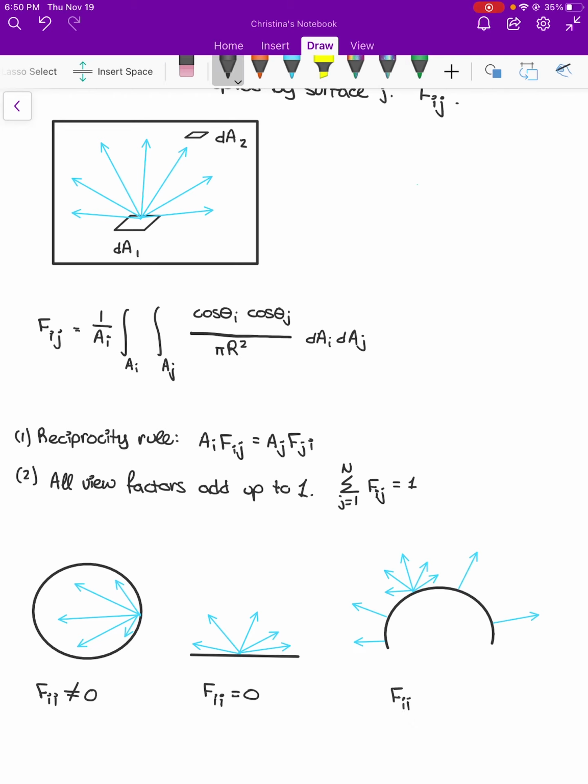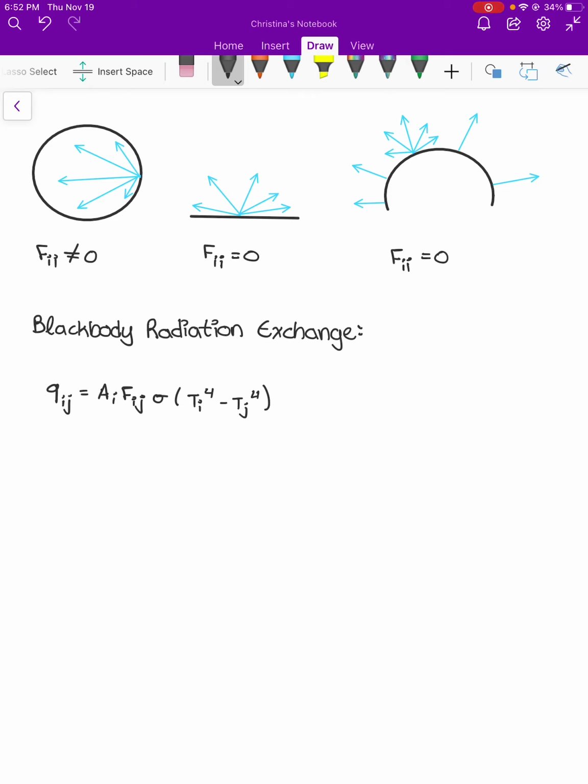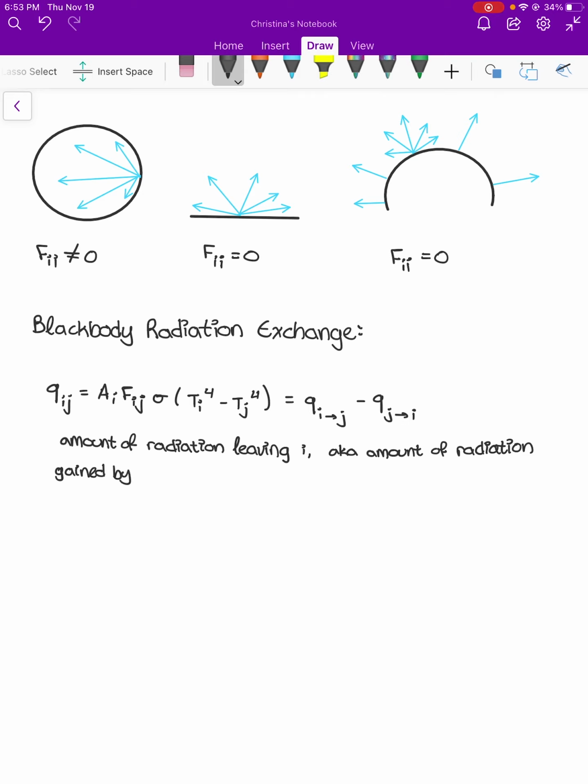Remember, black bodies are perfect absorbers and emitters, meaning that they do not reflect or transmit any energy. Thus, for a black body, radiosity, which is the energy leaving, is equal to irradiation, which is the energy coming in. We can write the following equation for the net rate of radiation for the interaction between two black bodies. In this equation, Qi is equal to Qi→j minus Qj→i, meaning it is the radiation from i going to j minus the radiation from j going to i. So it is ultimately the amount of radiation that is leaving i. Thus, it is also the amount of radiation being gained by j as a result of their interaction.